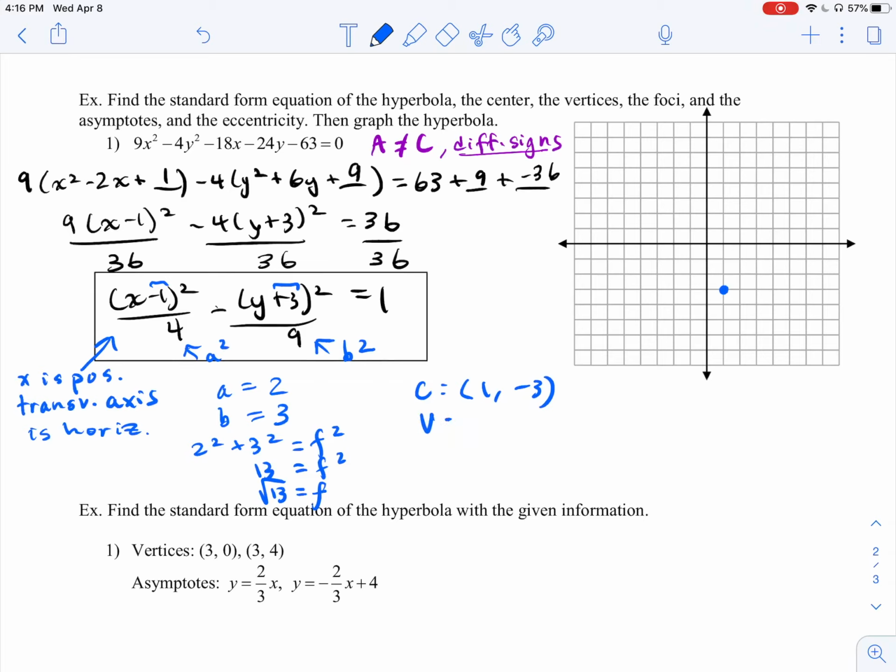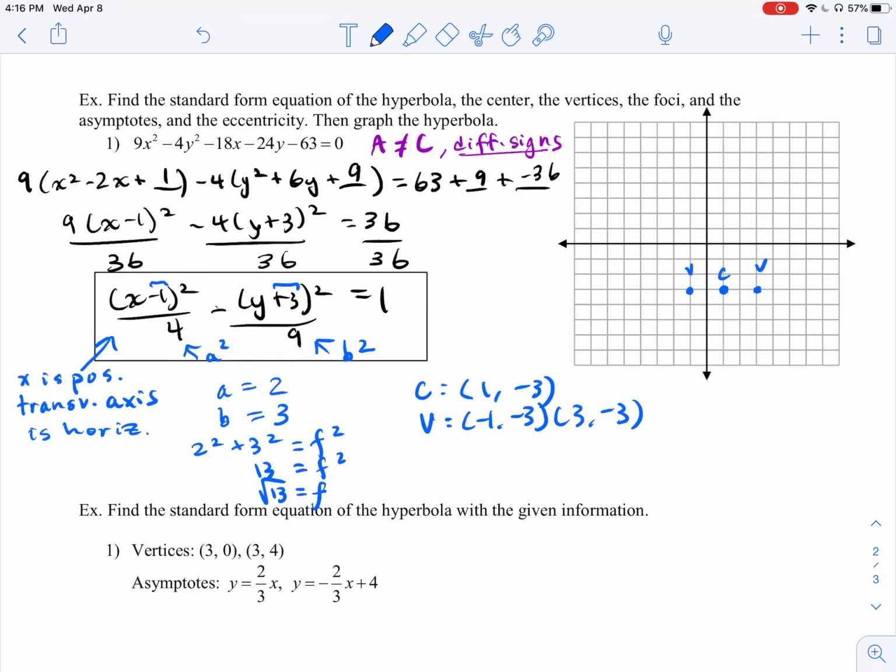Now, because our transverse axis is horizontal, and we know our a value is the distance from our center to the vertex, I can now draw my vertices on each side of my center and write that as being negative 1, negative 3, and positive 3, negative 3. There are vertices.